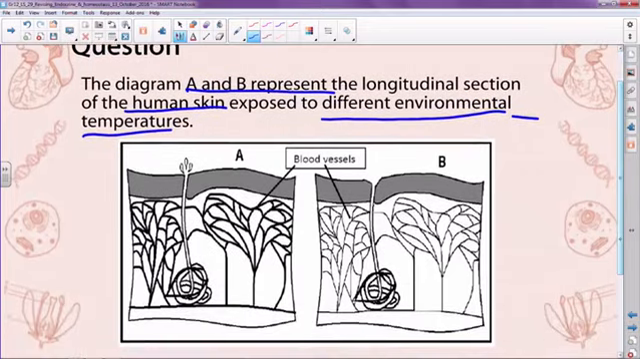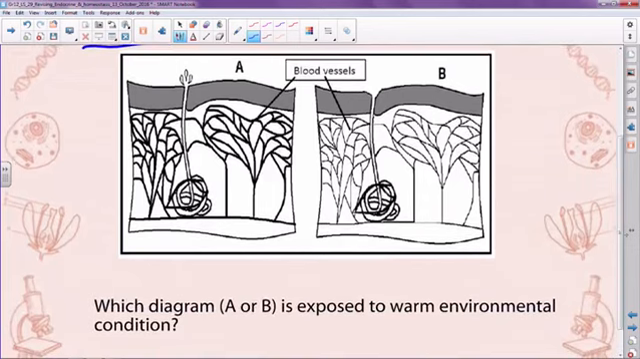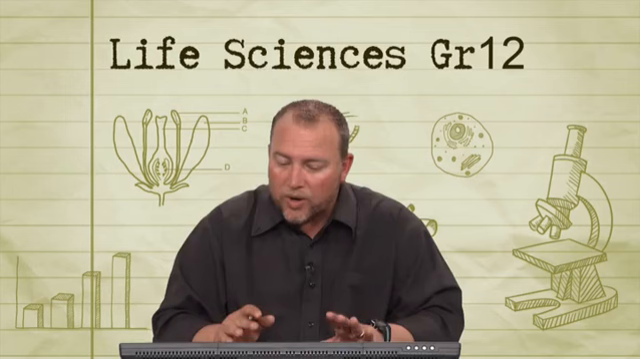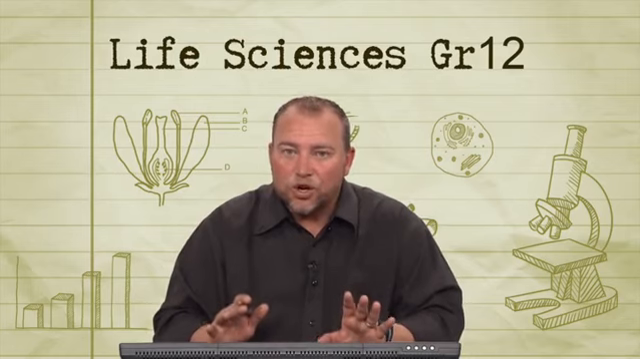That's quite cool. Now, you can see there's blood vessels involved, and there's some tube-like structure there. And we know it's skin, so that tube-like structure's got to be a specific thing. Let's have a look what the question is. Which diagram, A or B, is exposed to warm environmental conditions? Which one, A or B, has got to do with warm environmental conditions?